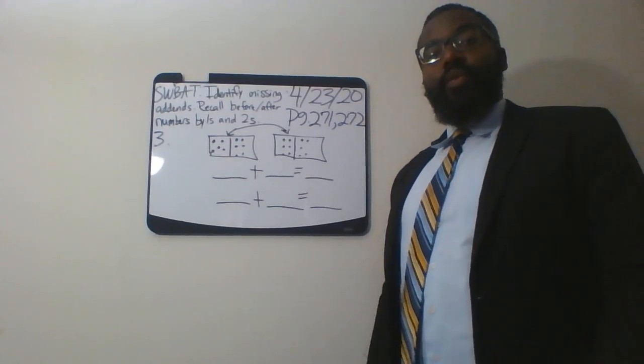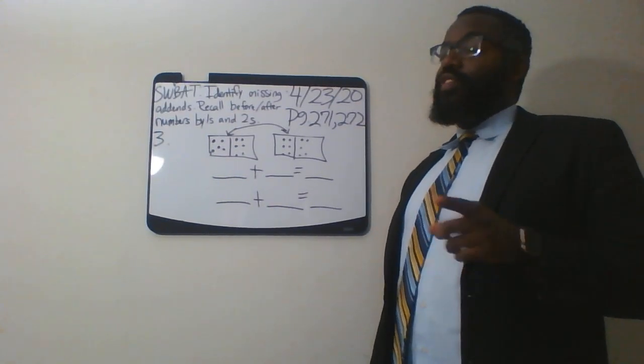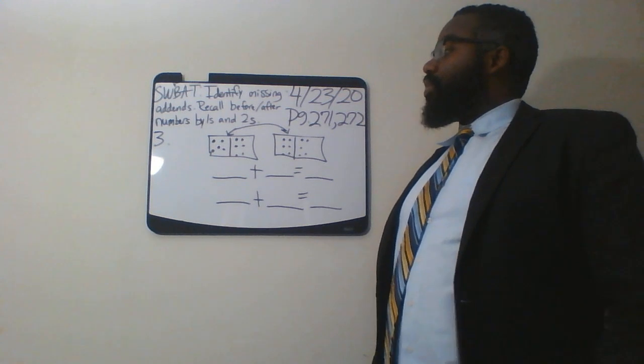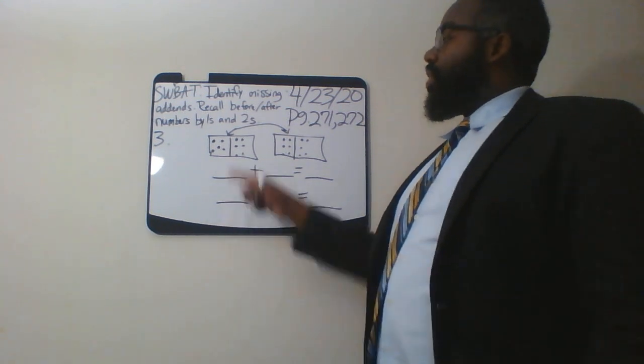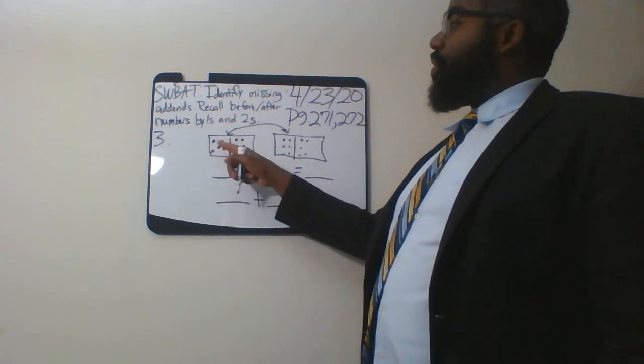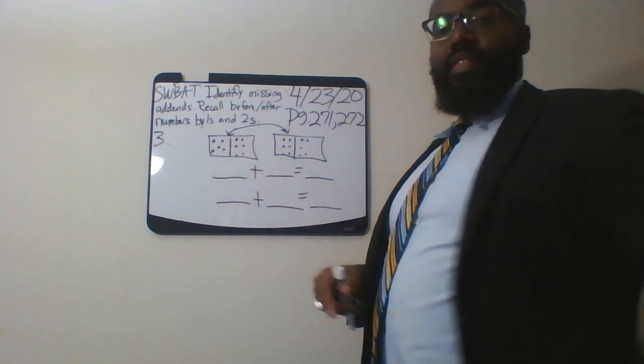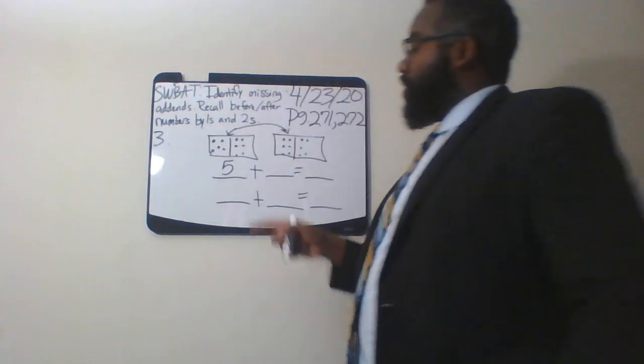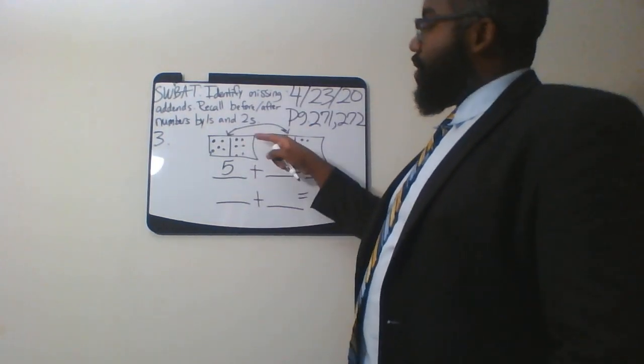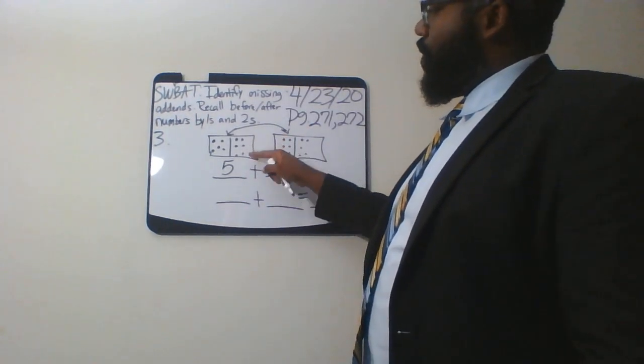Looking at number three, we're writing 2 addition facts and 2 subtraction facts. That's what they want you to do for number three. So let's look here. Let's read how many dots we have for the first one. 1, 2, 3, 4, 5. That's 5. So of course 5 goes here. Now how many dots do we have here? We have 2, 4, 6.